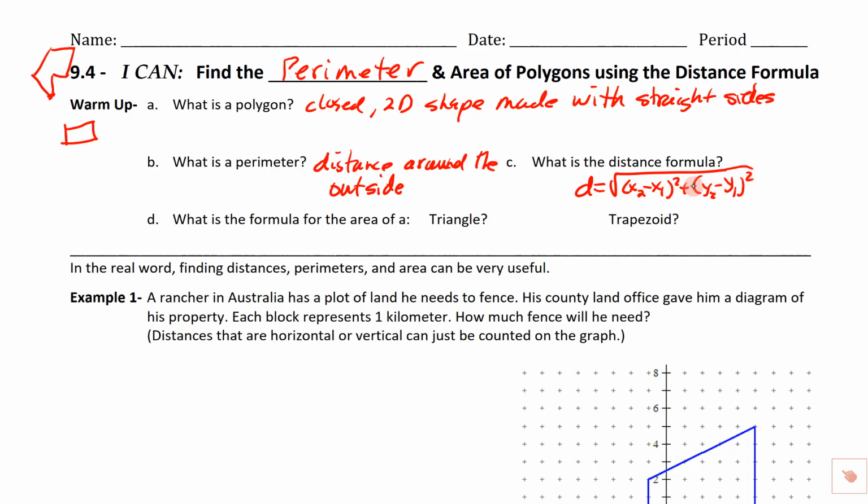And it says, what's the formula for the area of a triangle? Well, the formula for the area of a triangle is going to be 1/2 the base times the height, or you can do base times height and divide by 2. I like to think of it as 1/2 times.